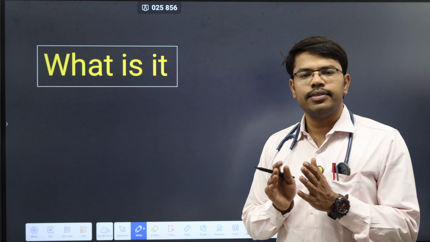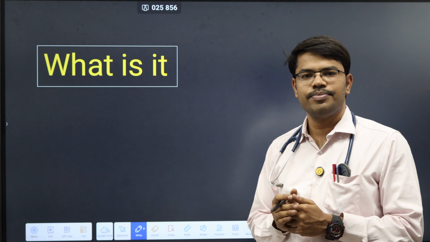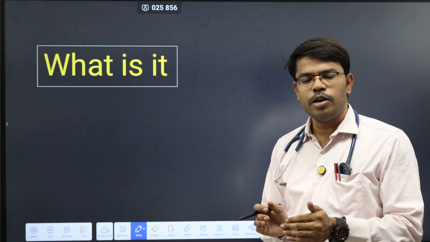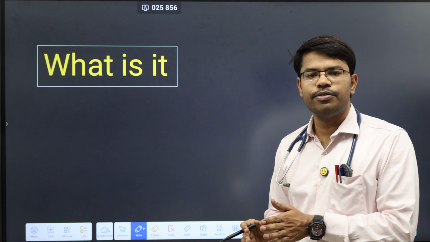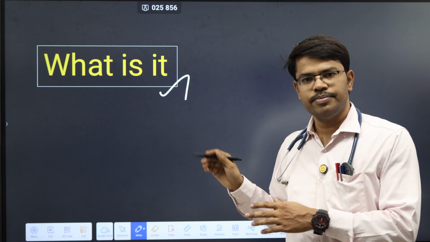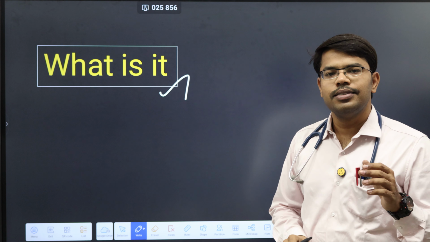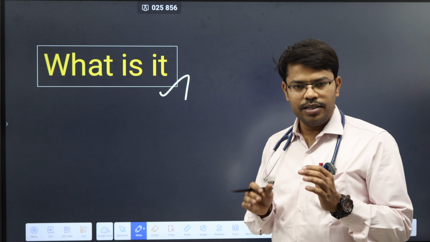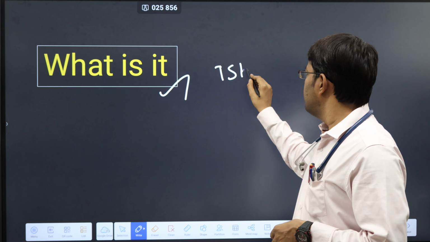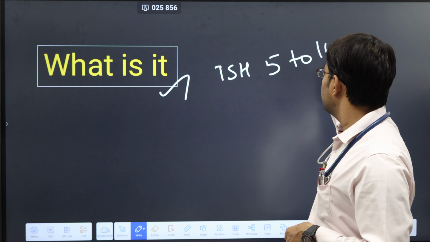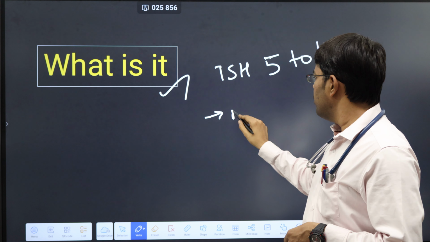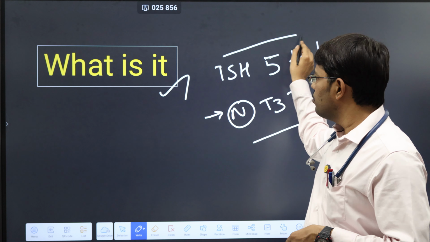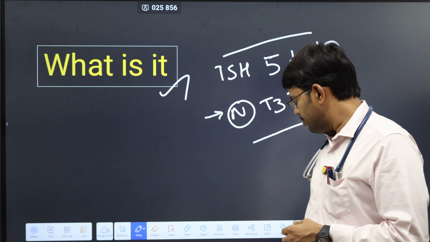So what is it? It is nothing but elevated TSH level, borderline elevated between 5 to 10 milliunits with normal free T3 and T4. It is called subclinical hypothyroidism. Simple. Symptoms in that category? Symptoms may not be there. If they ask what it is: TSH 5 to 10 with normal free T3 and free T4. This is what subclinical hypothyroidism is.